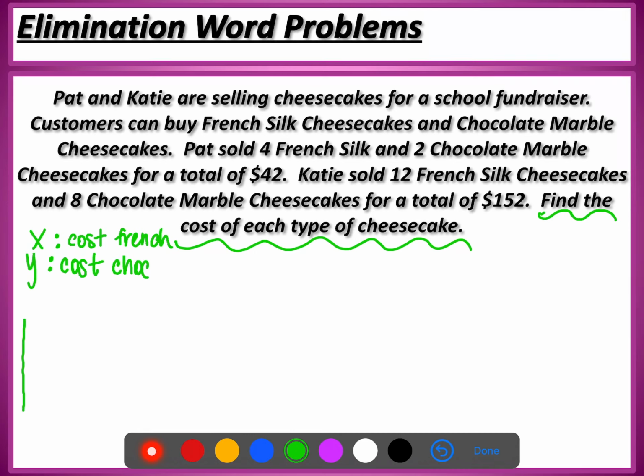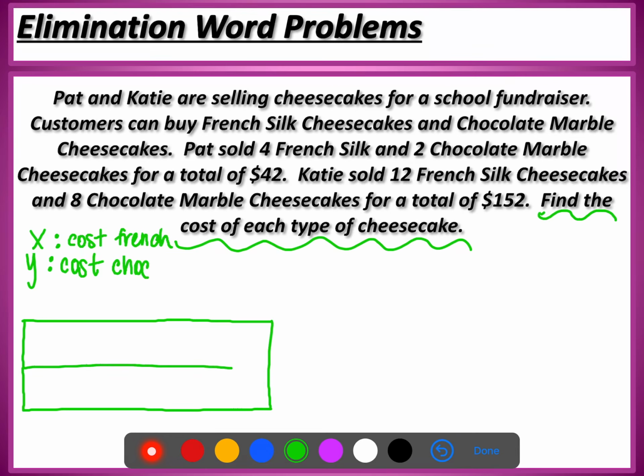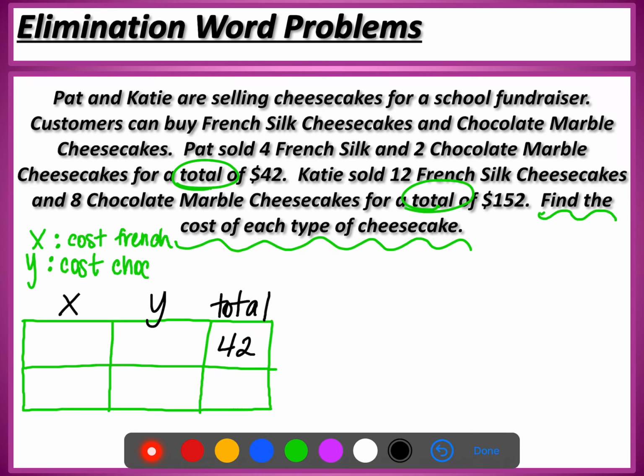All right, so we're going to use a table to write our equations. If you don't need the table, you do not have to make it. Okay, but for anybody who is struggling to write the equations from a word problem, I do think that this helps a lot. So we label this x, y, and total. Well, I see the word total has already showed up in the problem. So there's a total of $42, and that was for Pat.